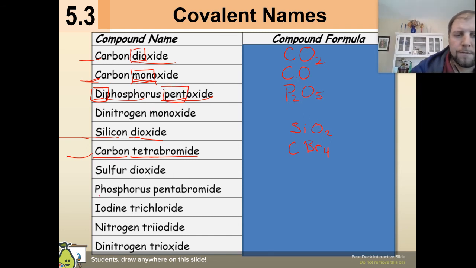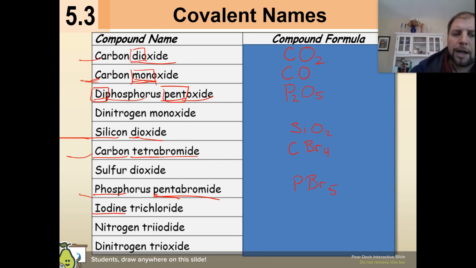Let's see here. Phosphorus pentabromide. So phosphorus again is P. Bromine is Br. All right. Remember, the bromide was bromine that got changed. So nothing in front of phosphorus. There's only 1 phosphorus. But penta in front of bromide. So there's 5 bromines. All right.